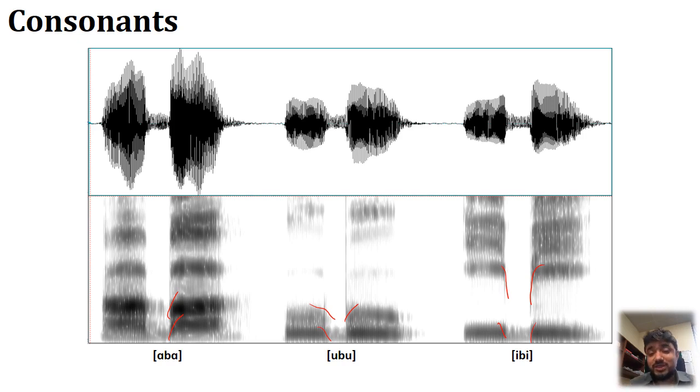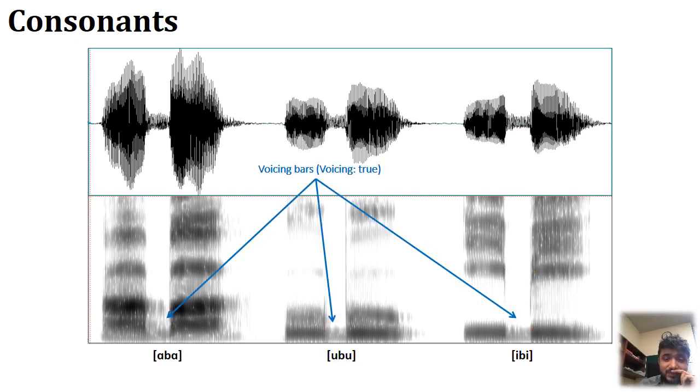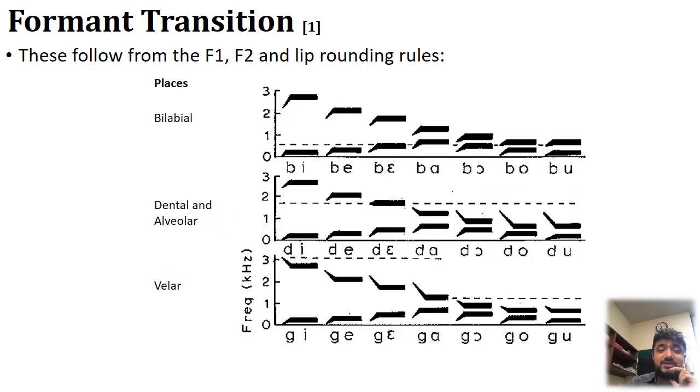And so on and so forth. And then these formant movements will start making more sense as we look at the remaining stops. Alright, so you see the voicing bars. Here are some general guidelines about how these formant transitions work to give you indications about the places.